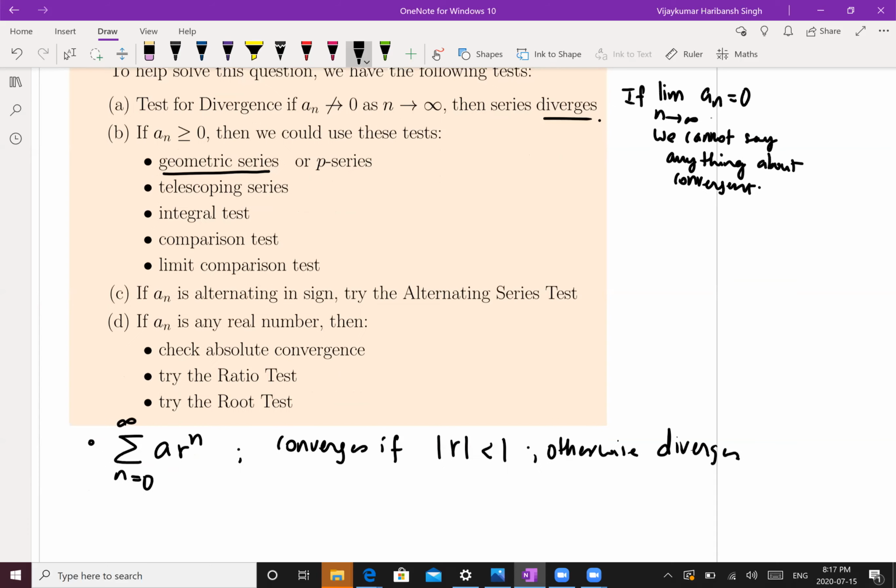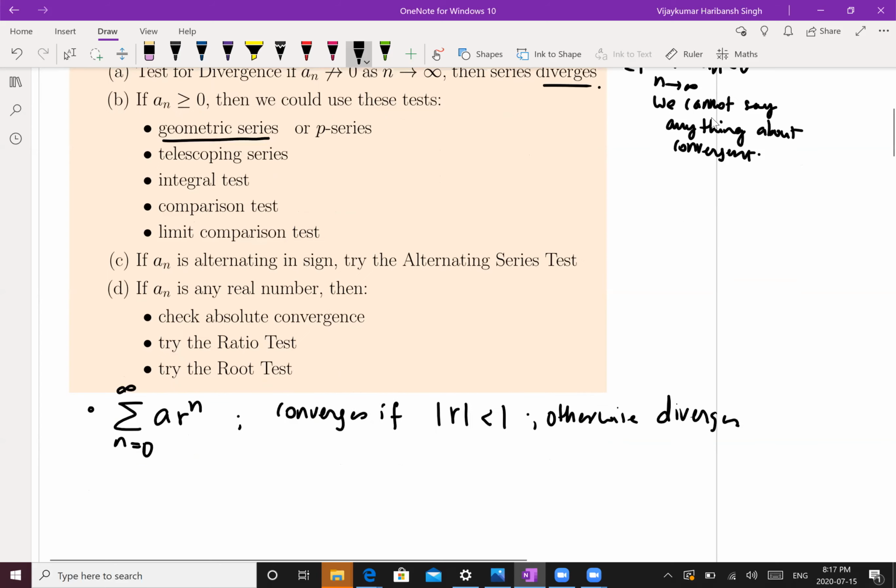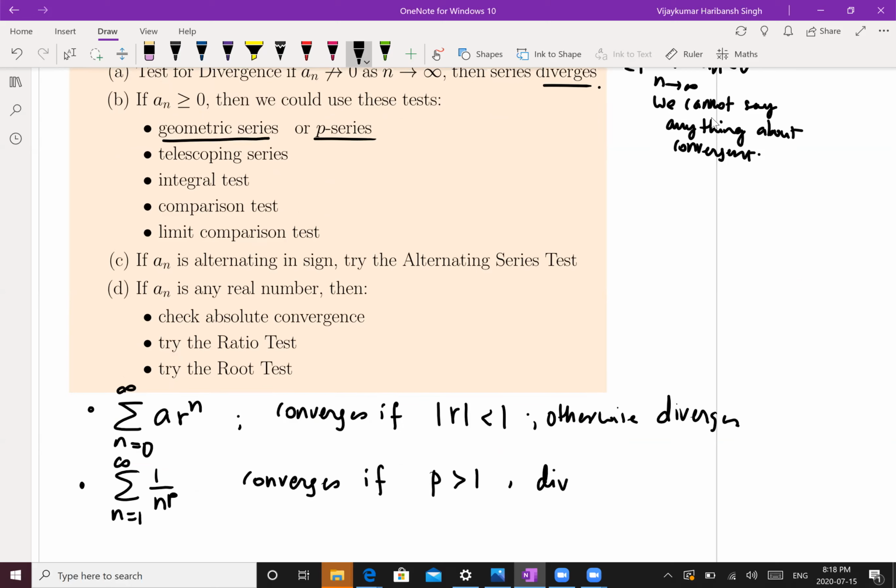Now, what are the other tests? We have what is called the P series test. We have summation of 1 over n to the power p, n from 1 to infinity, which converges if p is greater than 1 and diverges if p is less than or equal to 1. Then we had the example of telescoping series, integral test, and comparison test.